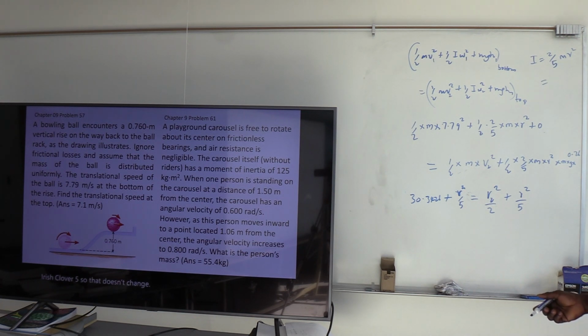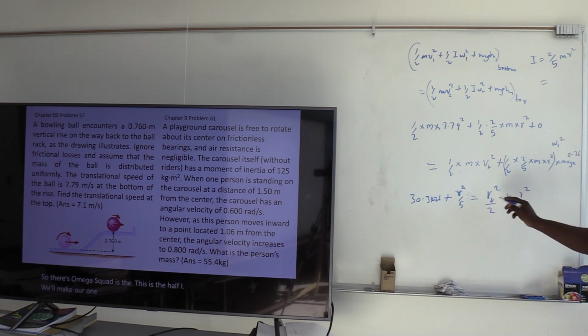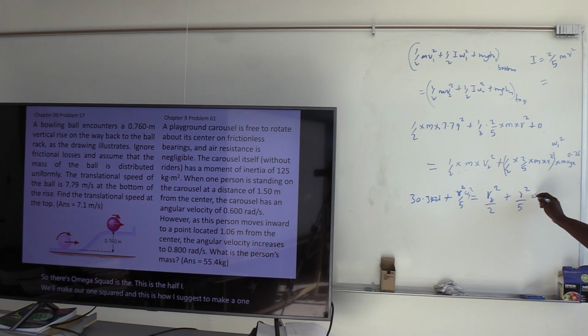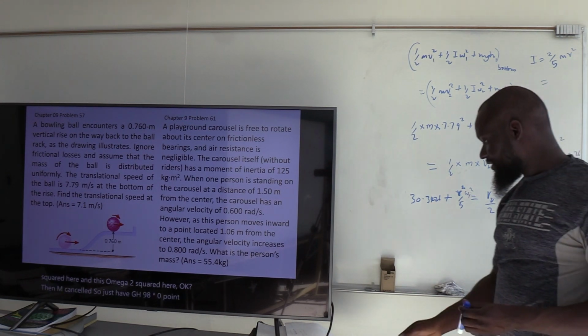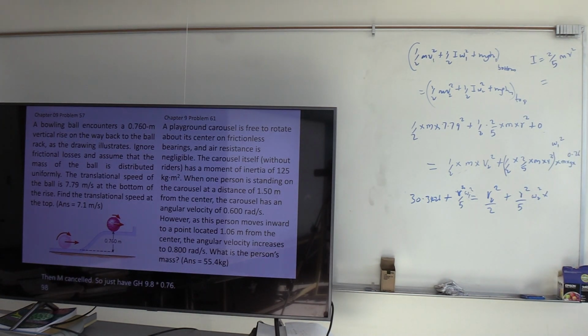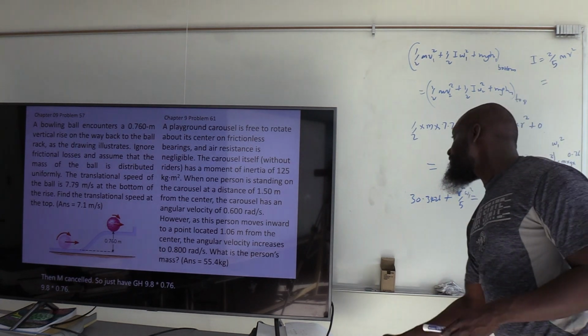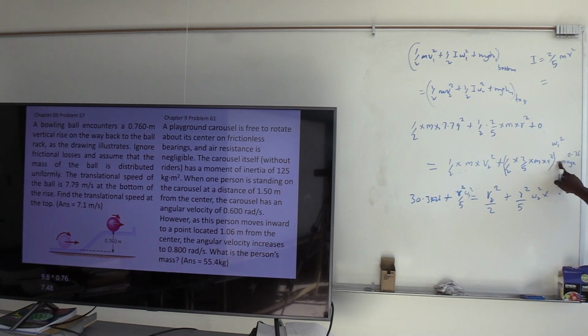Oh, I forgot the omega squared. So there's omega 1 squared here, which goes with the half I omega 1 squared, and omega 2 squared here, which goes with the half I omega 2 squared. Then m cancelled, so we just have g h: 9.8 times 0.76 is 7.448. So this is plus 7.448. Okay.